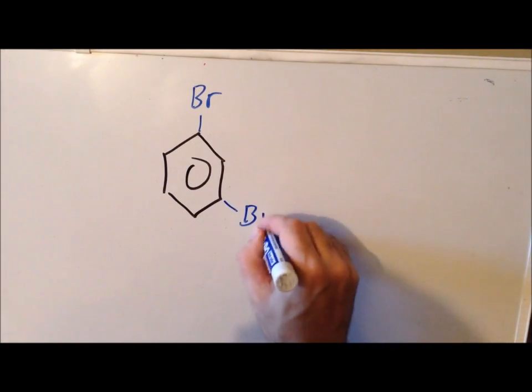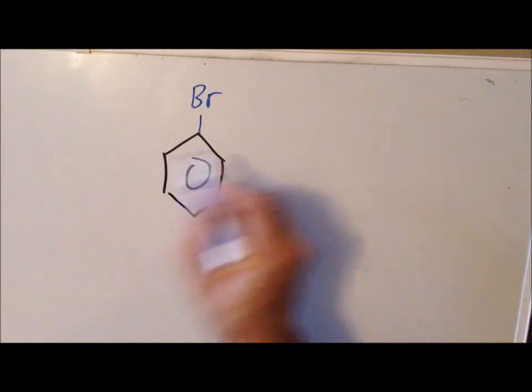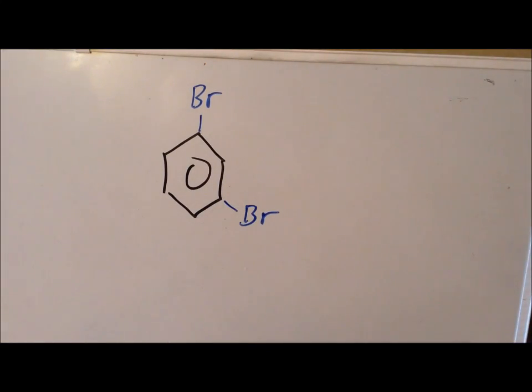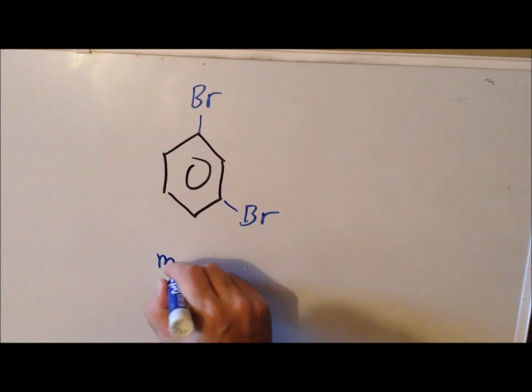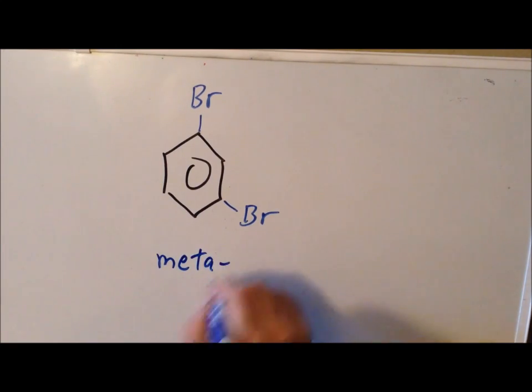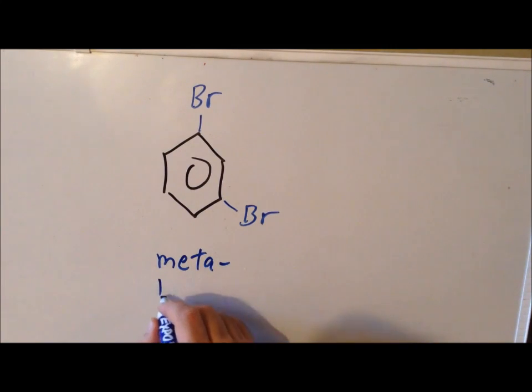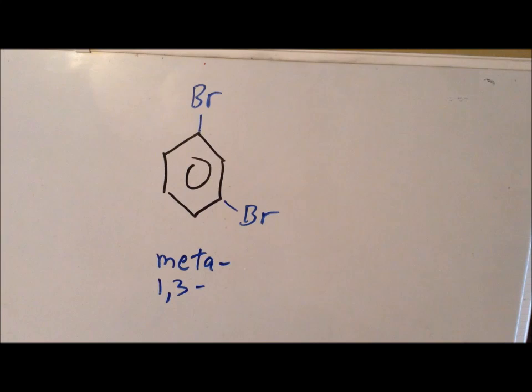So now we notice that there's a space in between. This type of disubstitution pattern we refer to as meta. So this is meta-dibromobenzene, or we can refer to it as 1,3-dibromobenzene. And we're interested in the point group symmetry of this particular compound.